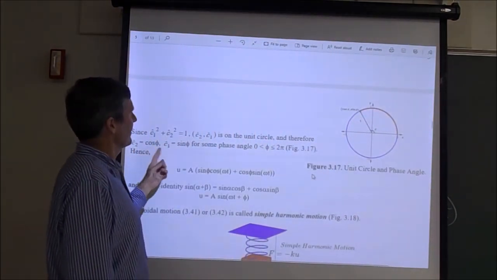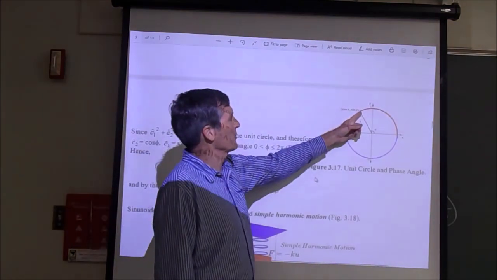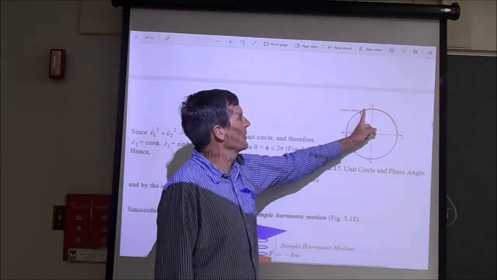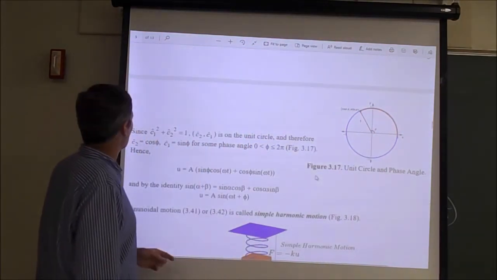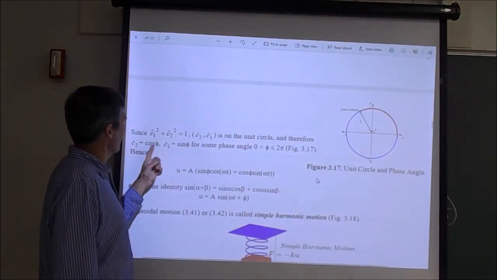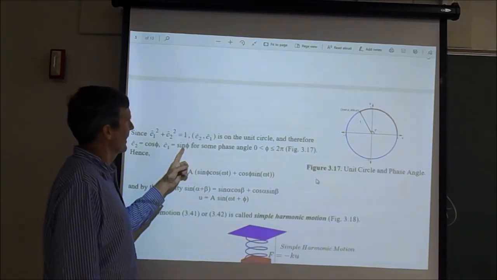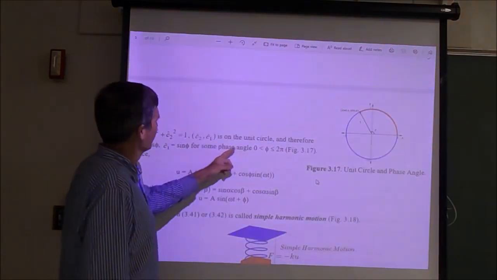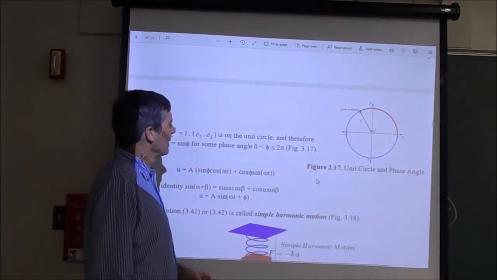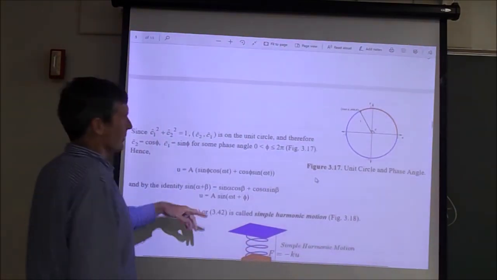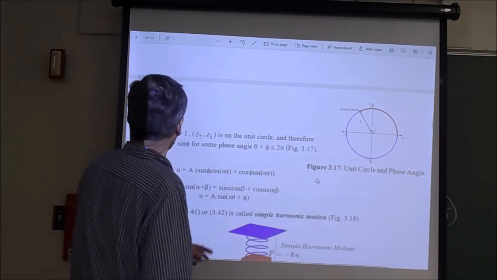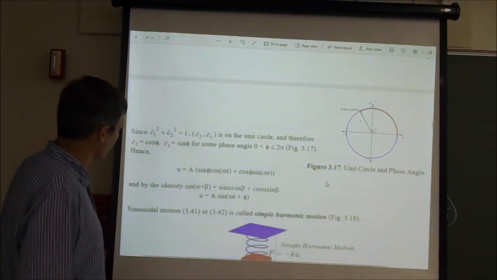Therefore, remember the unit circle, any point on the unit circle is the cosine of the angle to the point and the sine of the angle to the point, respectively. So it must be that C2 hat is cosine of that angle and C1 hat is sine of that angle. And the angle is called the phase angle. We can pick the angle between 0 and 2 pi or minus pi and pi. Those are both conventions people use.